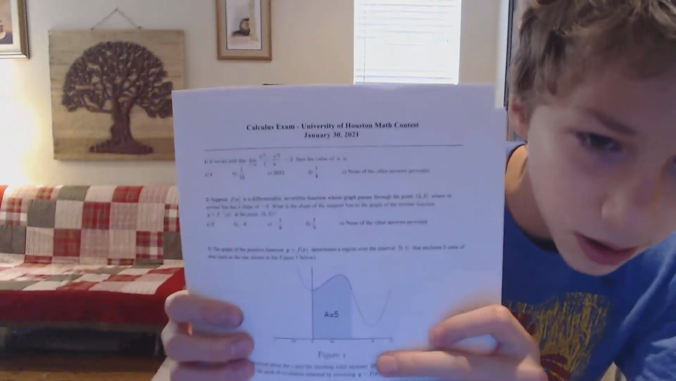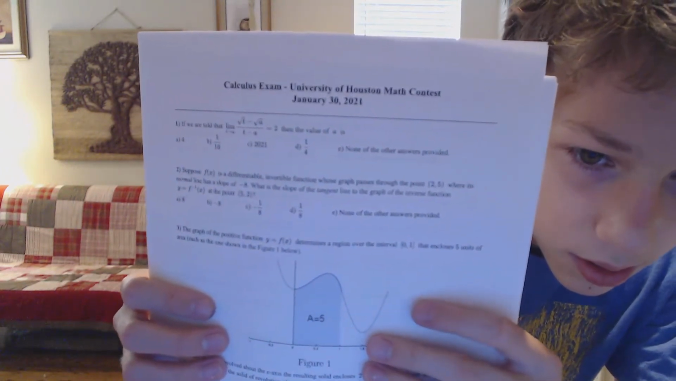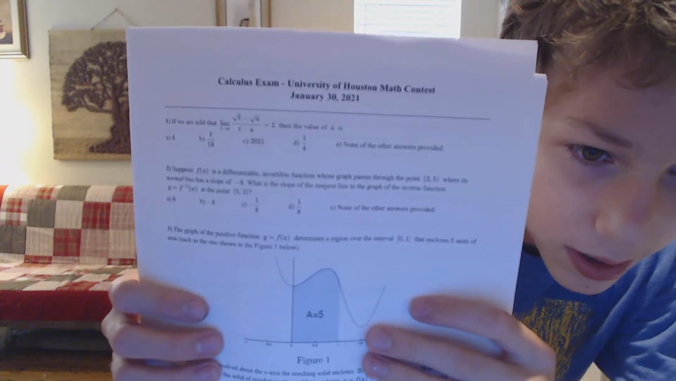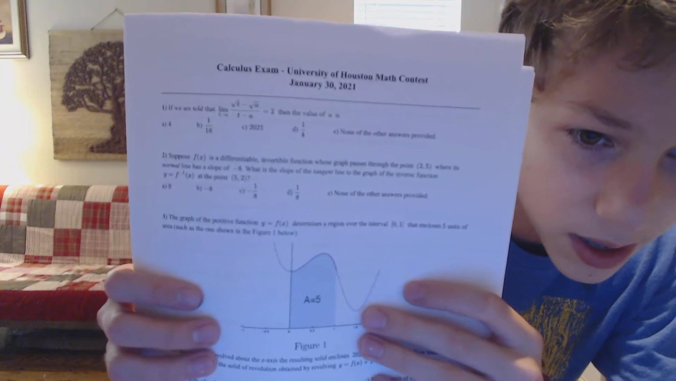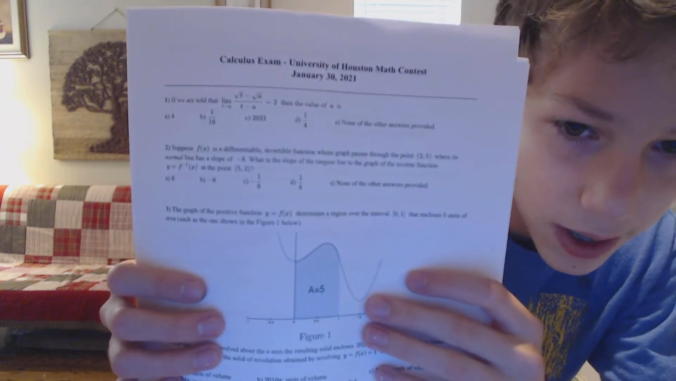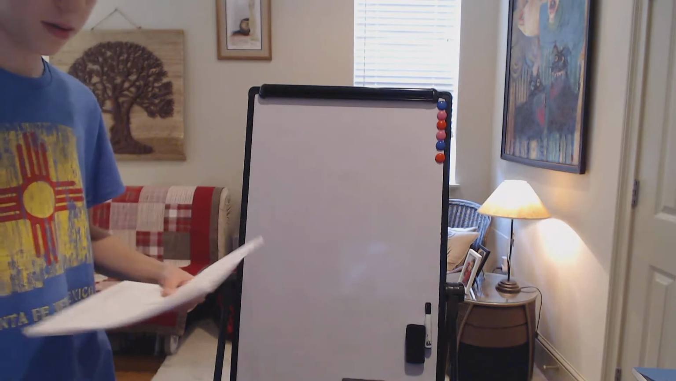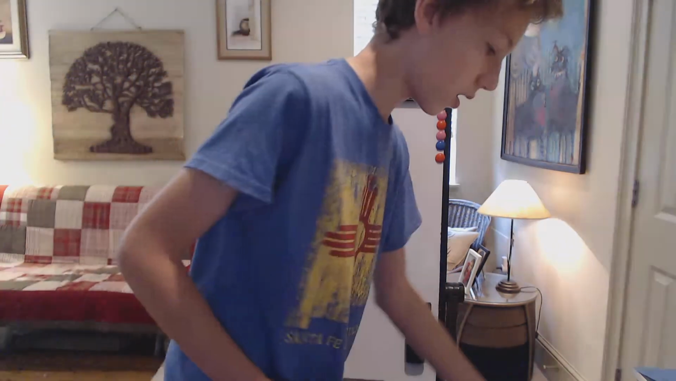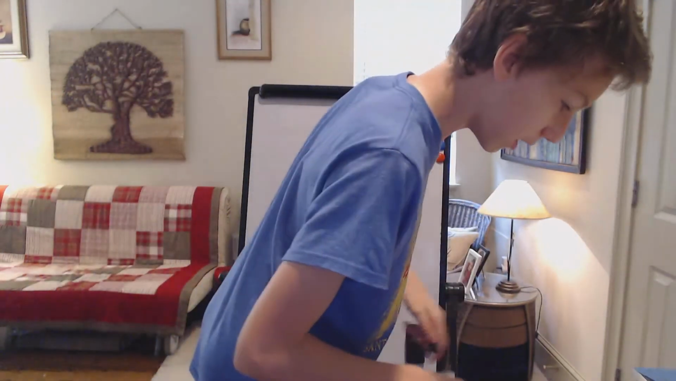So here it is. Let me test out the focusing on this, see if you can see it somewhat well. If we are told that the limit as t goes to a of the square root of t minus the square root of a over t minus a equals 2, then the value of a is, and here are options. There are 5 options, and the last option is none of the other answers provided. So that makes this test all that more tricky. But we're not going to worry about that.